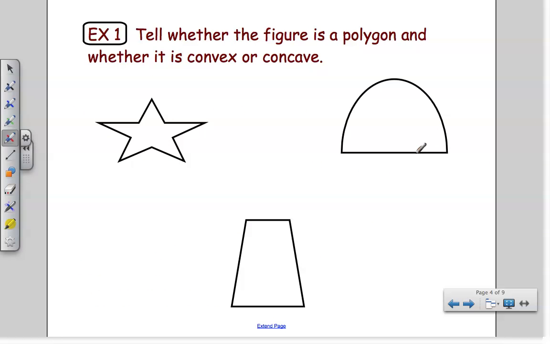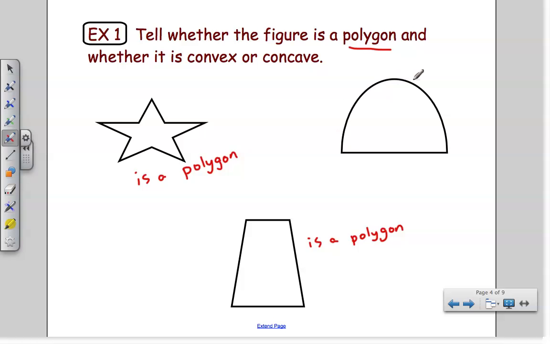So, a basic example. First of all, tell whether these figures are polygons, and then decide whether they're convex or concave. I guess the first question would be, do any of these break the rules about being a polygon? This is closed, line segments for sides. This is a polygon, this star shape. This here, closed, line segments, only one line segment meets every other at a vertex. This is also a polygon.